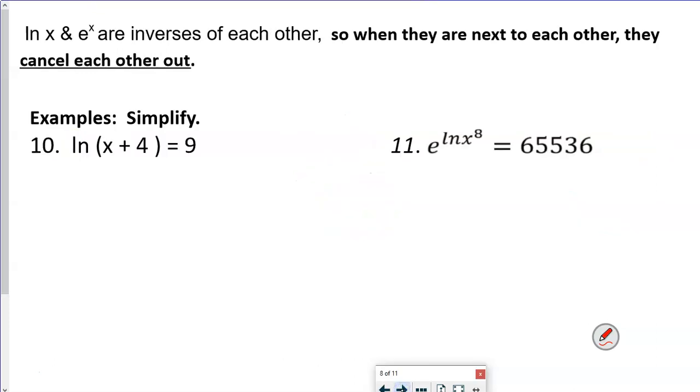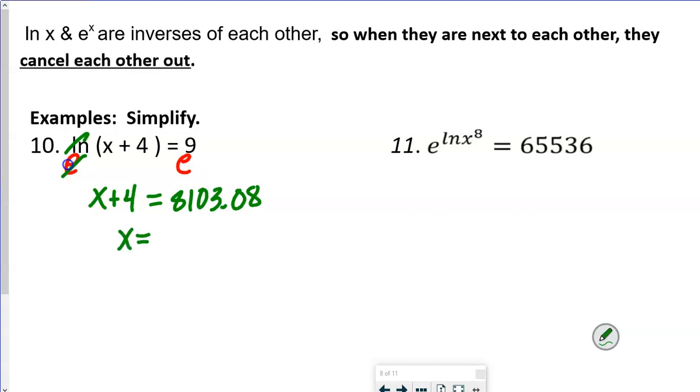So in example number 10, to solve this, we're going to have to use e. So we're going to have to get rid of the ln. To do that, we're going to do e here and e here. So once again, these are next to each other, so we have x plus 4. And then when we do e to the 9th power in our calculators, we get 8,103.08. When we subtract 4 from that, we get x equals 8,099.08. Okay? And if we were to take ln of that 8,103.08, we would get 9.